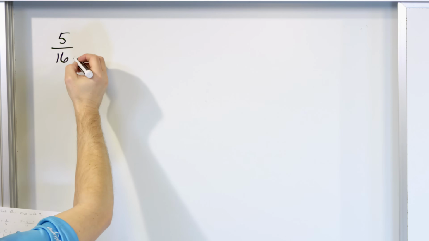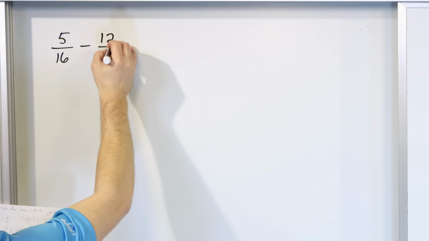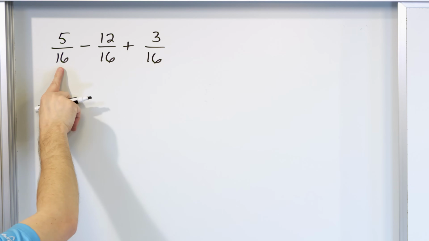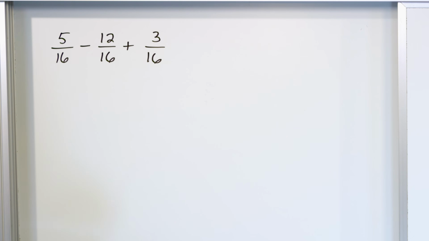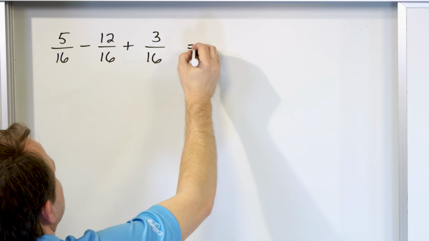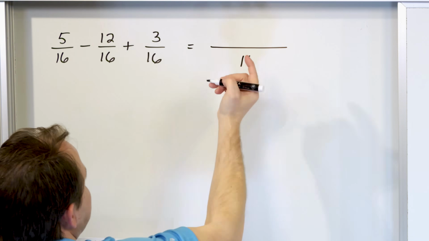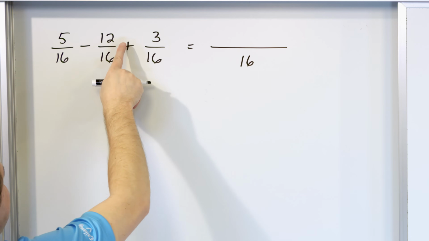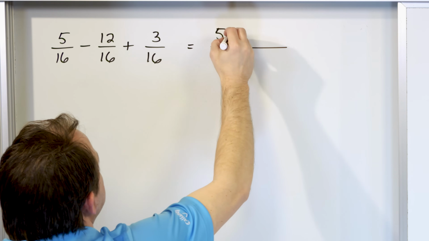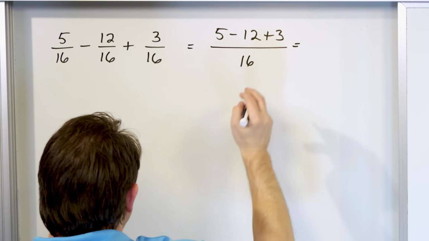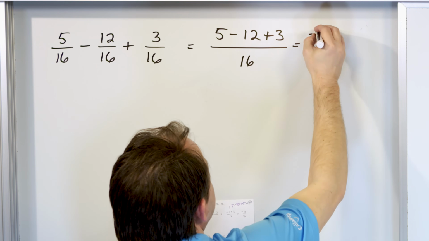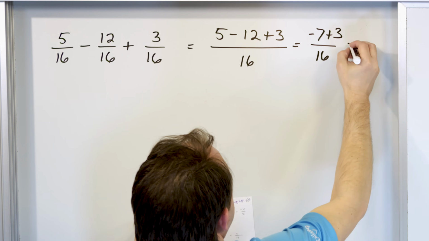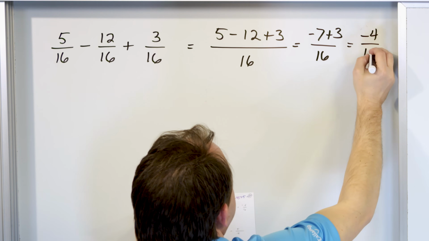5 over 16, that's a fraction, minus 12 over 16, and then we add to that 3 over 16. Now in this case, we have 16, 16, 16, all of them are the same denominator, so in this case it's very simple. The answer is just going to be the same exact denominator, 16. But for the numerator, we have to add or subtract. Now we have a 5, we have a minus, then we have a 12, then we have a plus, then we have a 3. So we just go left to right. 5 minus 12 plus 3. And you all know that 5 minus 12 is negative 7. Then we have the plus 3 still here, and we have 16. Negative 7 plus 3 is going to be, what do you have? Negative 4 over 16, right?